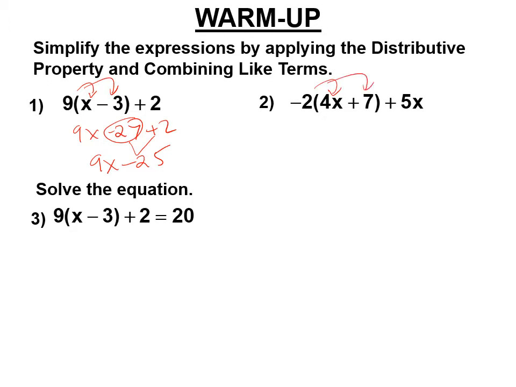Here, we're going to distribute the negative 2. Negative 8x minus 14 plus 5x. We've got like terms there. Negative 8x plus 5x is negative 3x. So it's negative 3x minus 14.